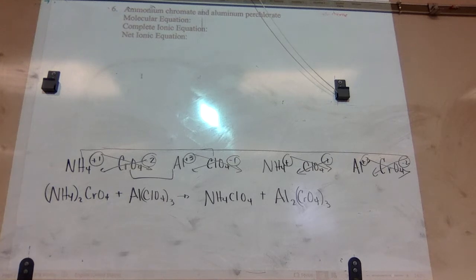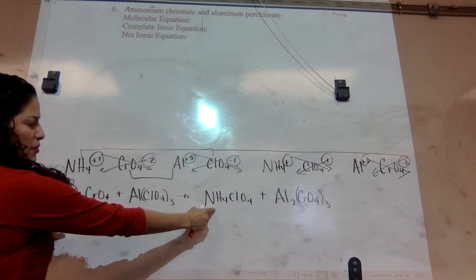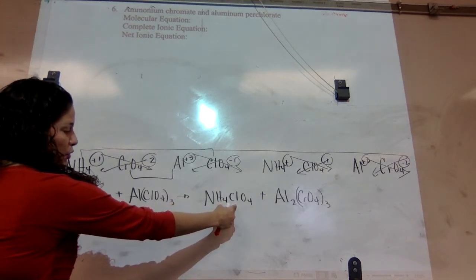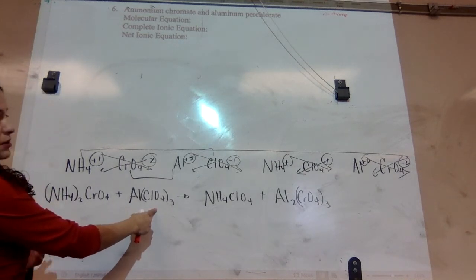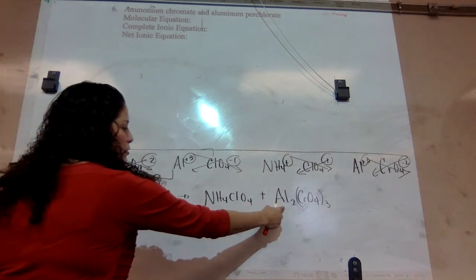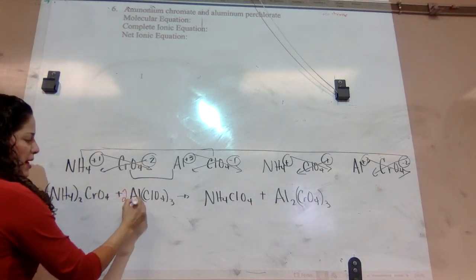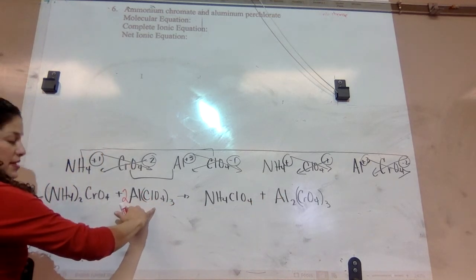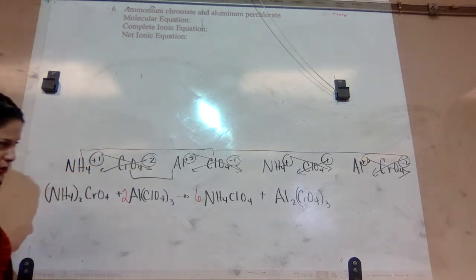So I see that I have 2 ammoniums here, 1 here. So I would want to put a 2 here, which would give me 2 perchlorates. But I see I already have 3, so I'm not going to want to start there. So let's go ahead and rethink this. I have 2 aluminums here, and I've got 1 there. So if I put the coefficient 2 to balance that out, now I have 2 aluminums, 2 aluminums. I have 6 perchlorates and only 1 here. So I'm going to go ahead and put the coefficient of a 6 right there.